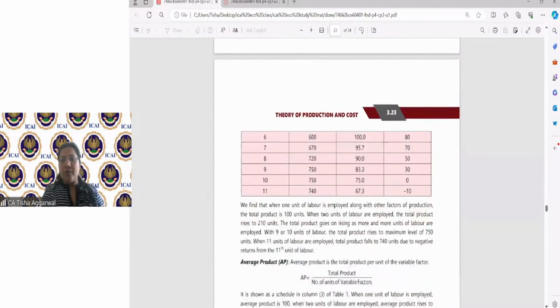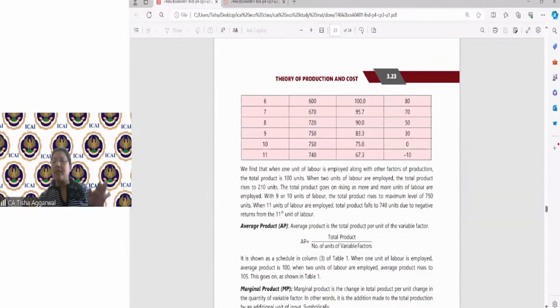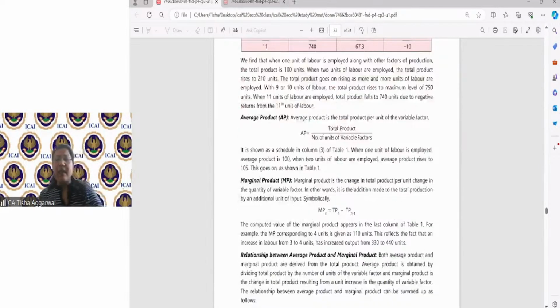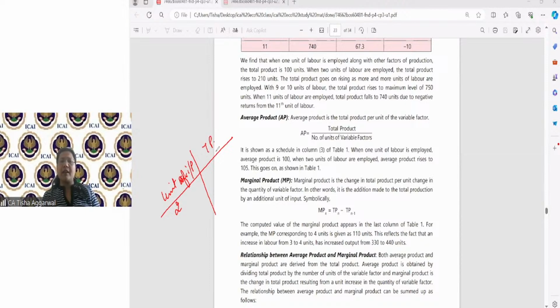So whenever we talk about it, average product is total product divided by quantity. Marginal product is equal to TPn minus TPn-1. I'll tell you with an example what it is. For example, if I used 2 units of input, my total product comes out to be 10. And when I use 3 units of input, my total product comes out to be 15, let's say.